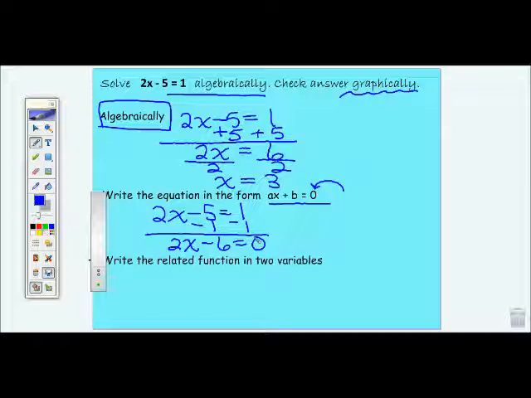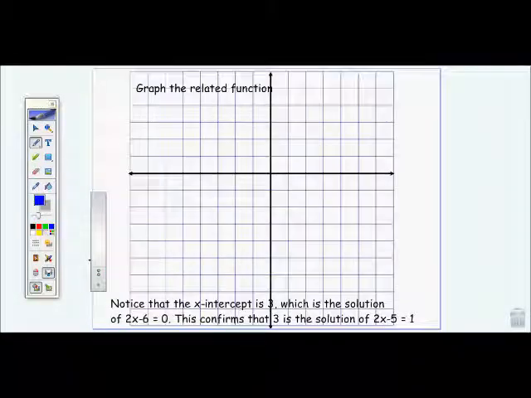Now, if I write that related function in two variables instead of 0, I will get it in the form of y equals, I'm changing my 0 to y, 2x minus 6. And that is in my slope-intercept form. All right? So by doing that, I can see, and let's put that on the next screen. I think I've given myself a graph there.